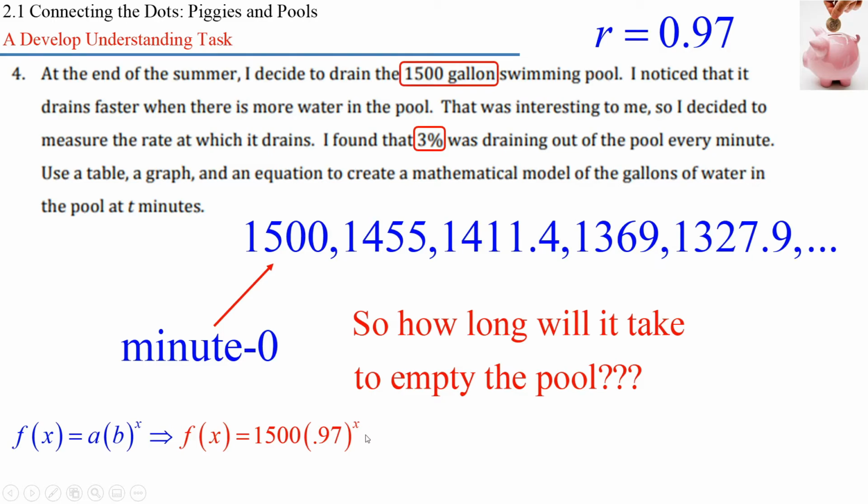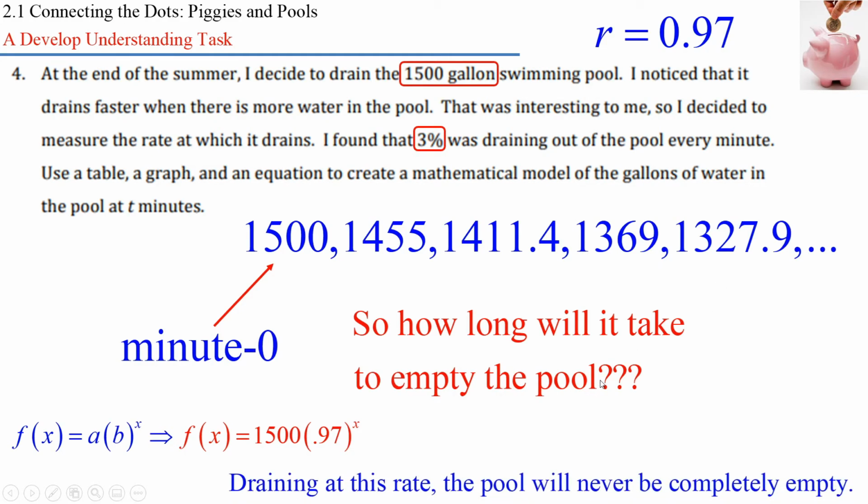Now think about this. When will f of x equal 0? When will that pool be empty according to this model right here? Now, do you guys all agree that if I take 0.97 of any positive number, I'm going to have another positive number? So if we keep going and going and going, these numbers are going to get smaller and smaller, but they are never going to reach 0. Draining at this rate, the pool will never be completely empty.